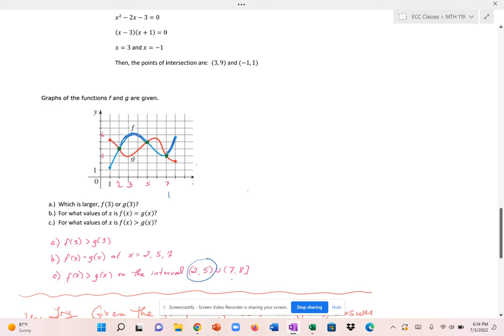But it's also greater from 7 to 8. And notice that 7 is open. I use the parentheses because at 7, they're equal. But 8 is a closed interval because at 8, f of x is definitely greater than g of x. They're not equal. So that's why I want to include 8 in this interval here. So that one is closed.